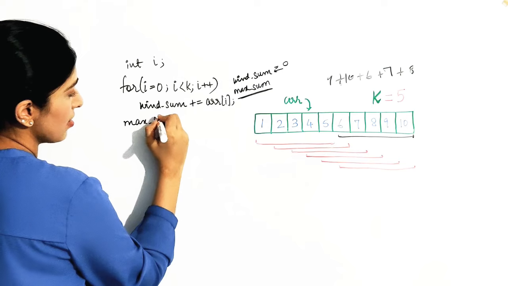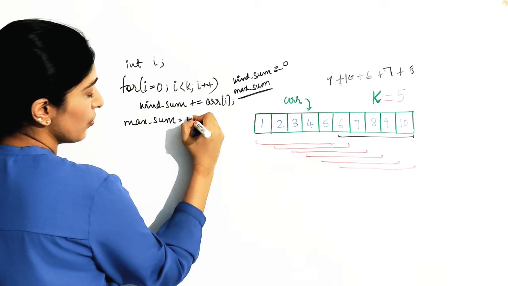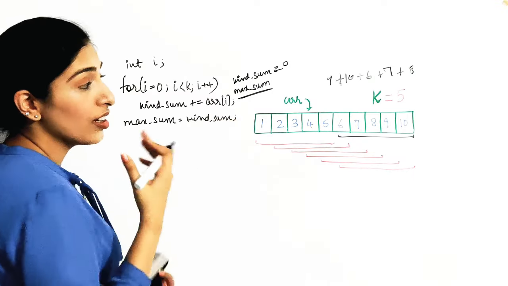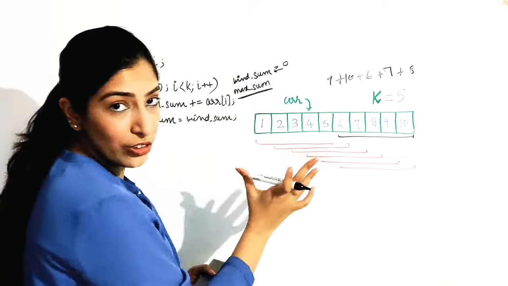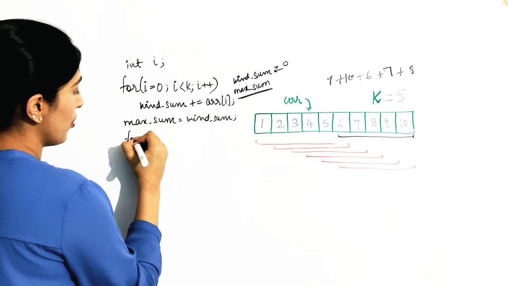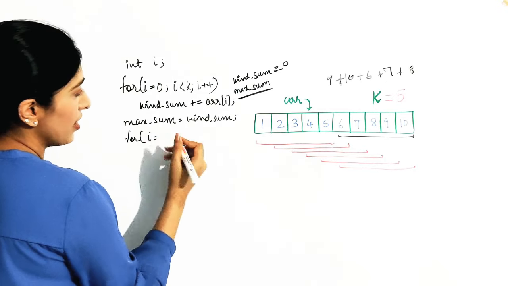So I just assign this max sum is equal to window sum. So I have considered my first window. Now I will start moving my window by one. I will slide it. So I write another for loop for int i equal to.